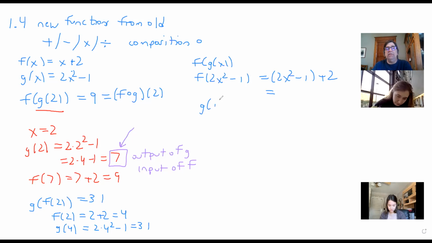And then you can do it the other way, g of f of x. f of x is x plus 2. And hopefully by looking at these two formulas, you can see that they are definitely not the same formula. They're both quadratic functions, x squared, but not the same quadratic function.